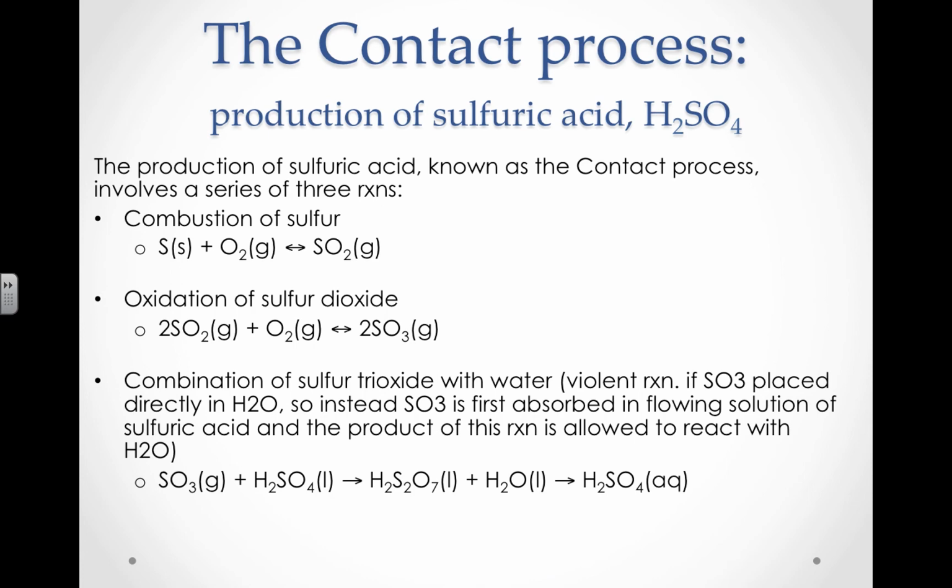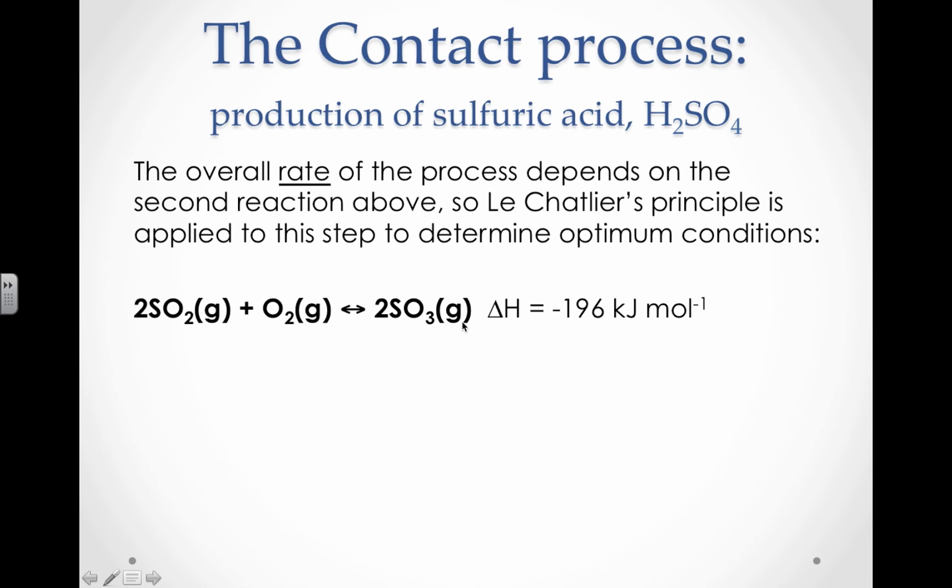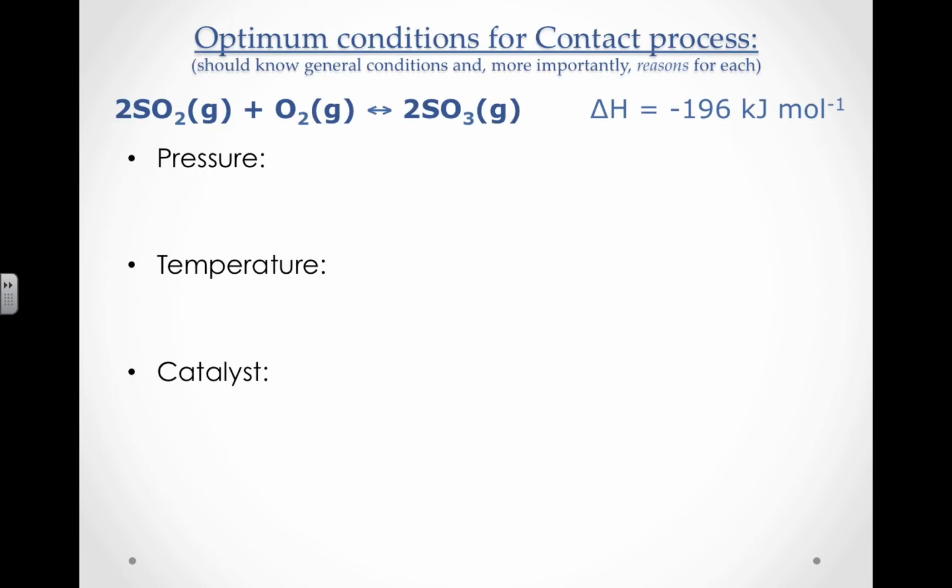So there's actually 3 steps here. There's the combustion of sulfur to form sulfur dioxide, the oxidation of that sulfur dioxide to form sulfur trioxide, and then we react the sulfur trioxide with liquid sulfuric acid to form ultimately more sulfuric acid. Okay, this right here is the slow step, that second step. Okay, and it's also exothermic.